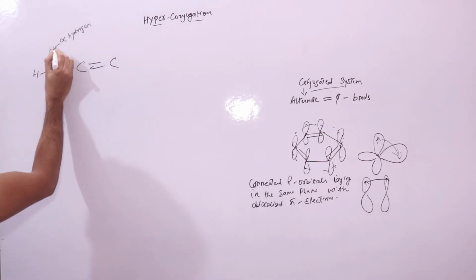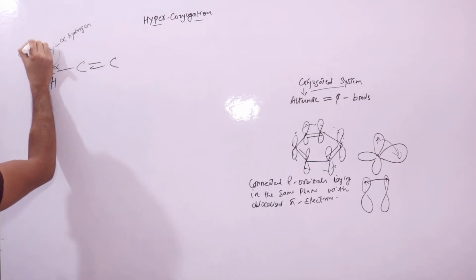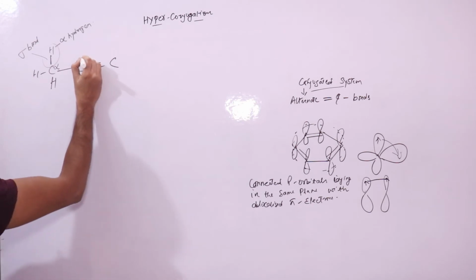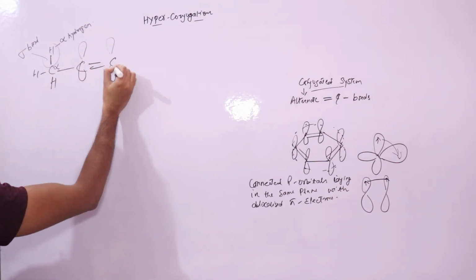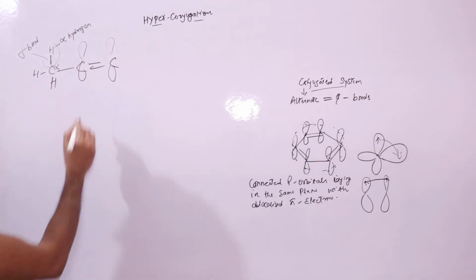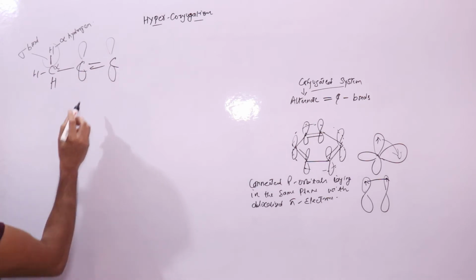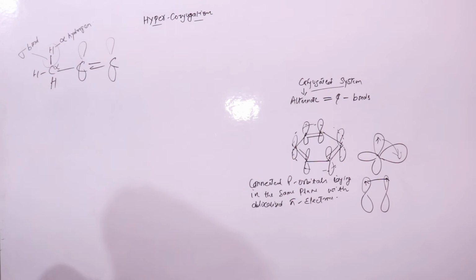The electrons of this sigma bond, this is a sigma bond. Here you have a pi bond, right? One bond would be like this: one is a sigma bond and one is a pi bond. The pi bond is formed by sidewise overlapping of these p orbitals, right?